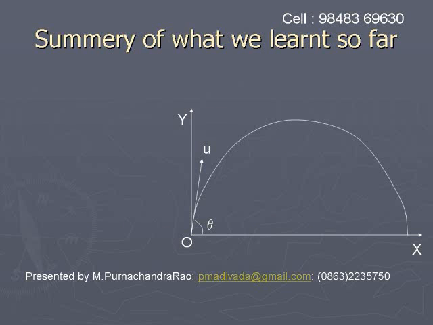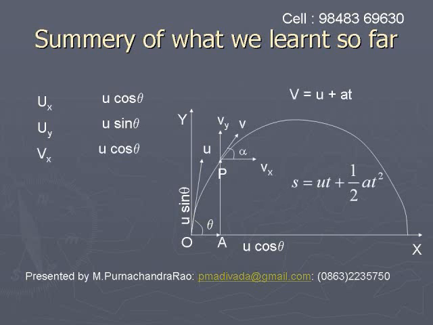Summary of what we have learned so far. We have taken a projectile described with initial velocity u and angle of projection theta. We resolved this velocity into two components, u cos theta along the x-axis and u sin theta along the y-axis. And we have taken the equations of motion v is equal to u plus at and s is equal to ut plus half at square. The initial velocity along the x-axis is ux, which is u cos theta, and along the y-axis uy is equal to u sin theta.